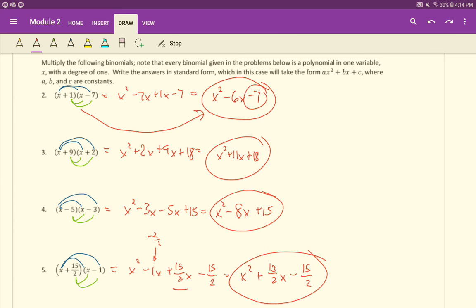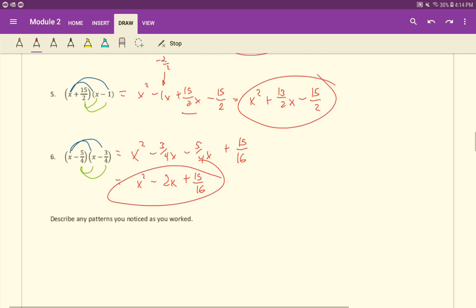Okay, and then what about these numbers here at the end? Where do they come from? Well, they come from multiplying these two numbers together. 1 and negative 7 makes negative 7. 9 and 2 makes 18. Negative 5 and negative 3 makes positive 15. Positive 15 and negative 1/2 makes negative 15 halves. Okay, so that's the gist here.